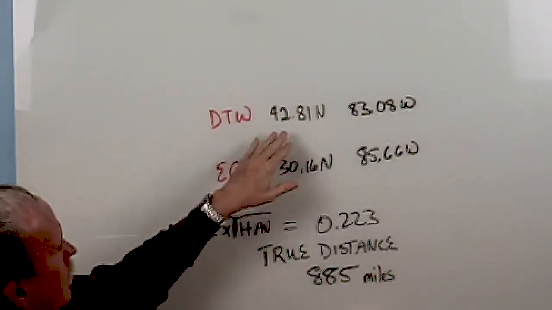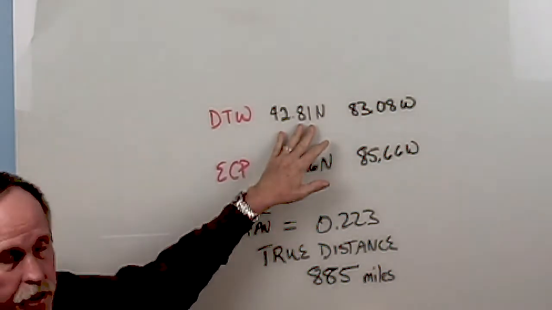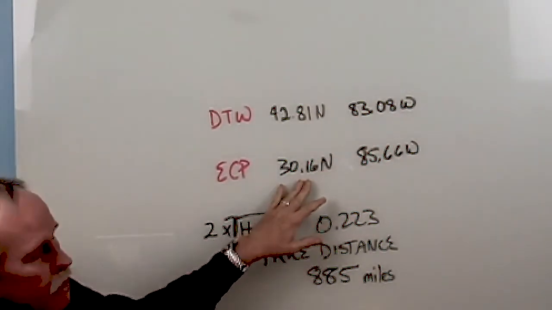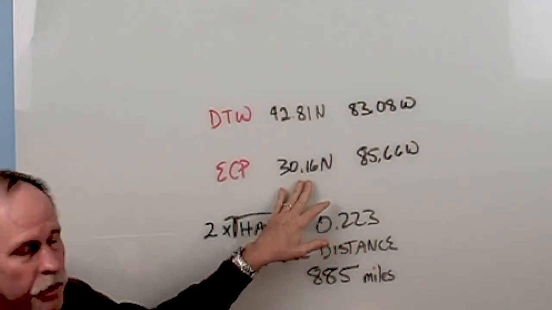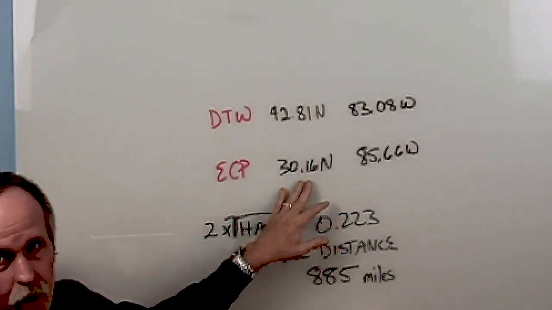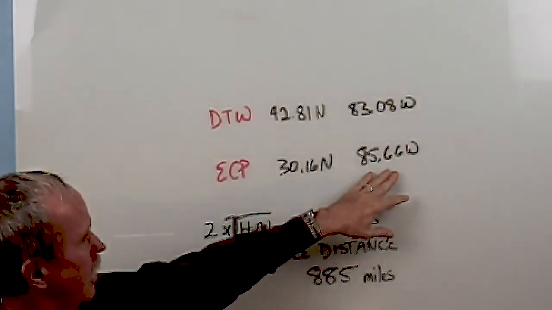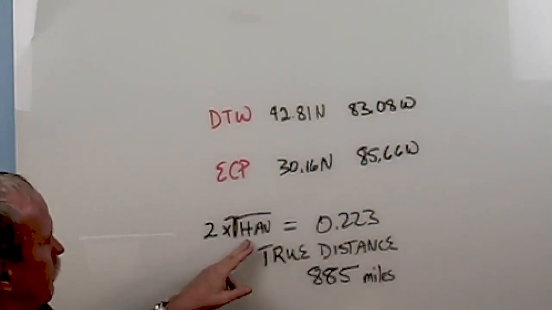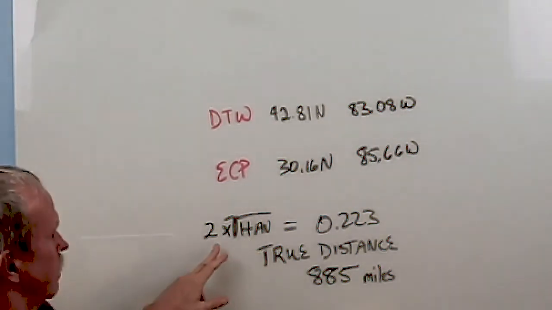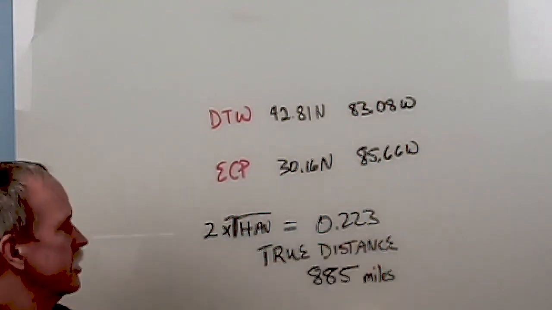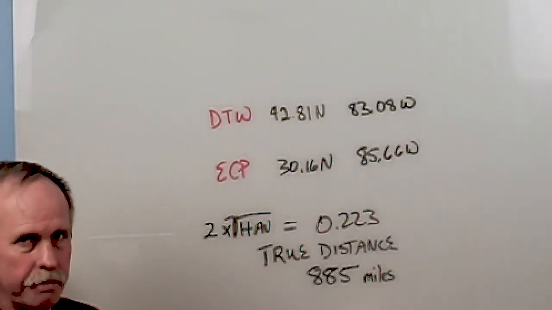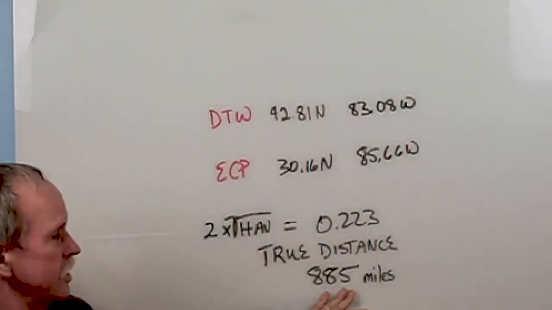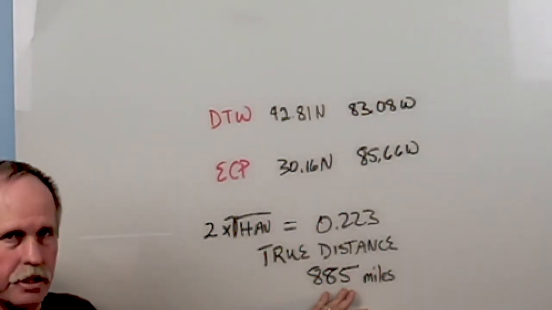Well, let's finish you off with an exercise that you can do at home. The Detroit Metro Airport is located at 42.81 degrees north, 83.08 degrees west. North Florida Beaches Airport in Panama City Beach, Florida, is located at 30.16 degrees north, 85.66 degrees west. If you find the square root of the haversine and multiply it by 2, the answer is going to be 0.223. The true distance between those 2 points, the known distance, is 885 statute miles.